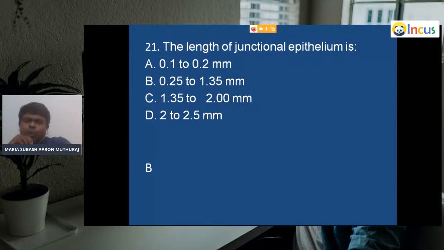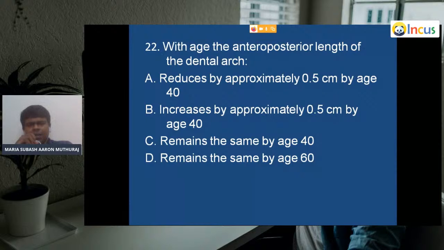Actually, the anterior posterior length of the dental arch will reduce by approximately 0.5 mm by the age of 40. There will be a reduction in the anterior posterior length of the dental arch because of continuous attrition, eruption of the tooth, and reduction in the proximal contact also. Answer will be A.